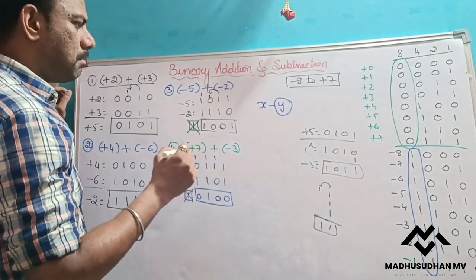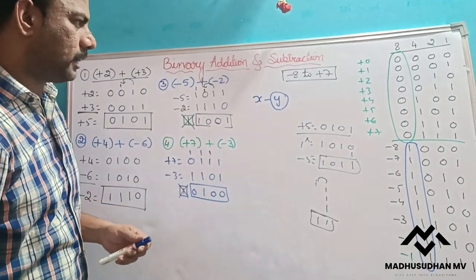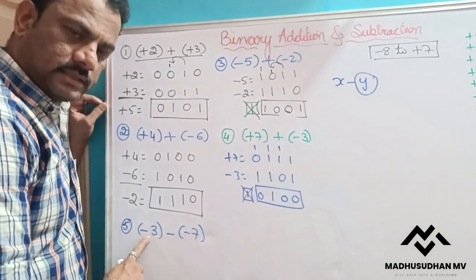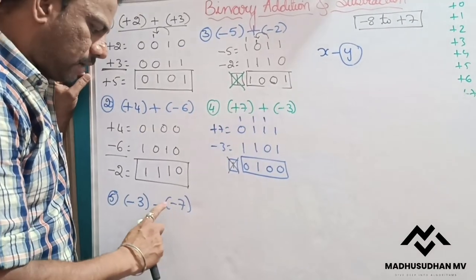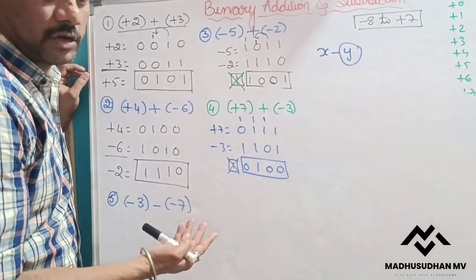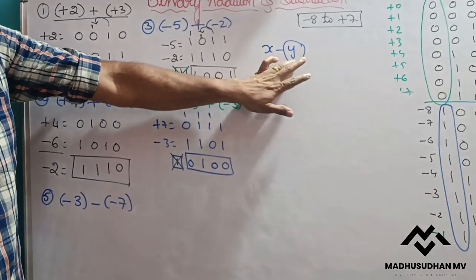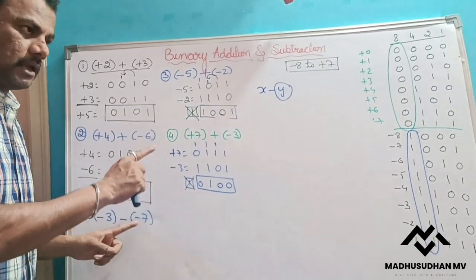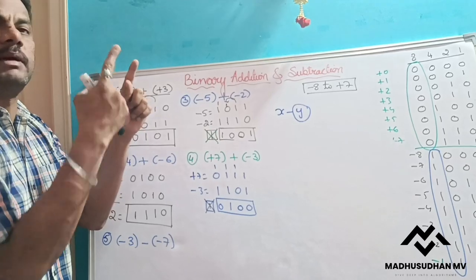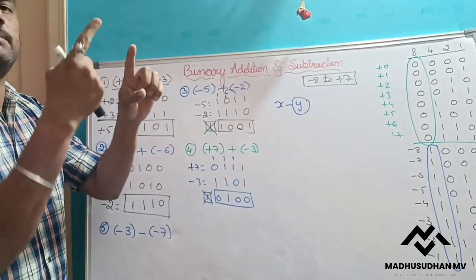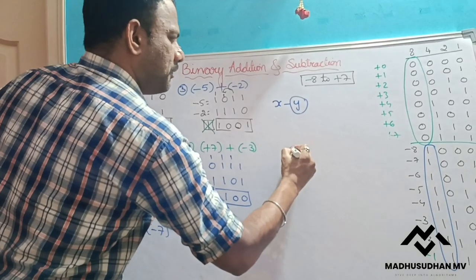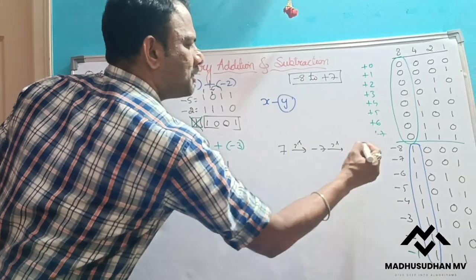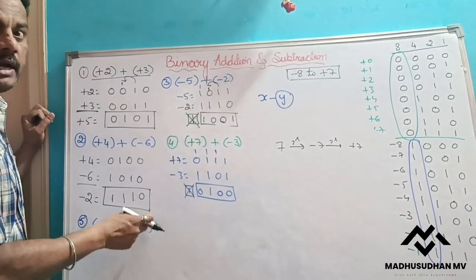Now let us take minus 3 minus 7. Minus into minus is plus 7 only, so that is addition only. According to the rules, always we need to take the subtrahend's 2's complement. The subtrahend is minus 7. If I get the 2's complement of plus 7, I'll get minus 7. If you get the 2's complement of minus 7 again, I'll get plus 7 only. For example, 7: take its 2's complement, you get minus 7. Apply 2's complement again, you get plus 7.